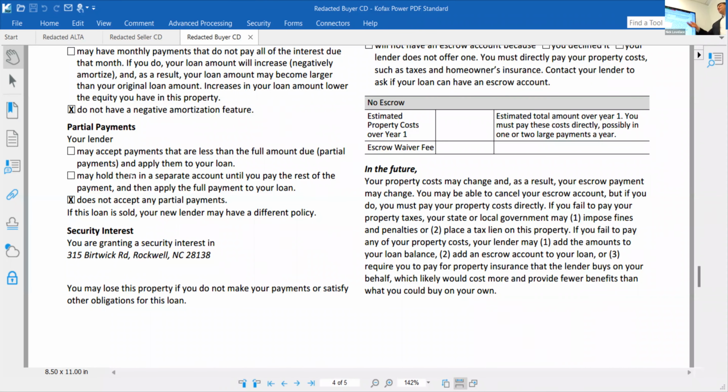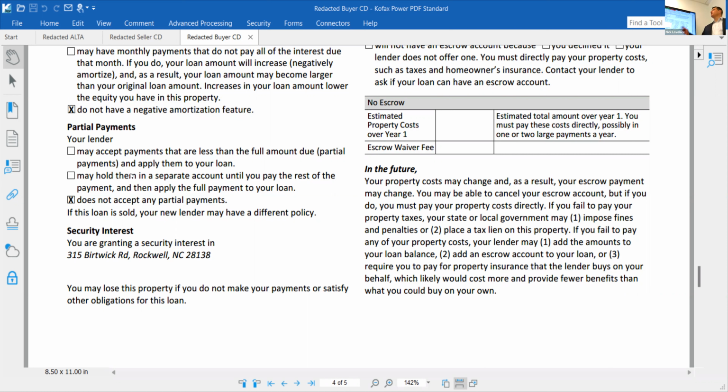And then what it says is the loan sold, your new lender can have a different policy. There's some lenders that do allow that bi-monthly payment where people can just pay every 2 weeks, every 2 weeks, every 2 weeks. So if they allow that, then it'll say they might hold them in a separate account and pay the rest of the payment and then apply a full payment to the loan. This lender seems to not allow that.